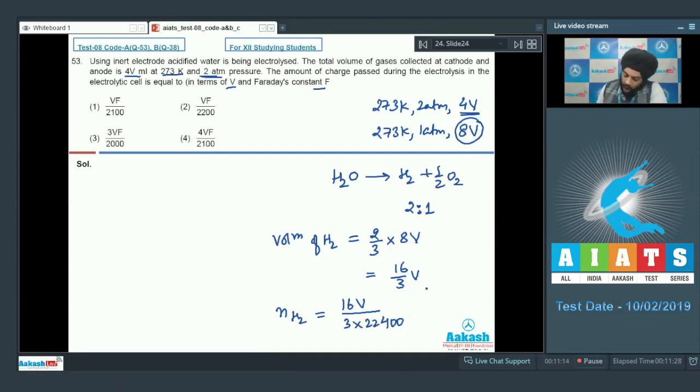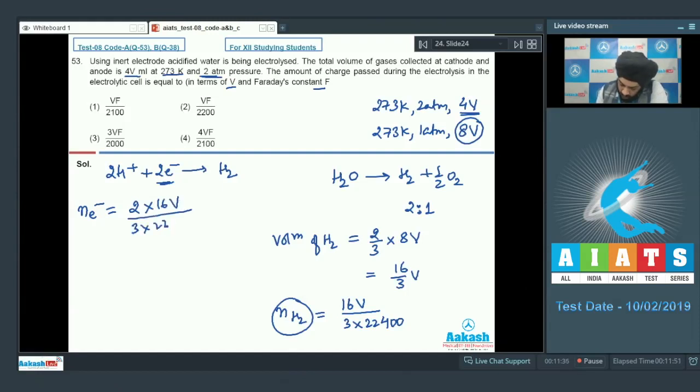Now if we talk about the number of electrons, so 2H plus 2 electrons give us H2. So per mole of H2 liberated, there will be a requirement of 2 moles of electrons. So the total moles of electron passed shall be equal to 2 times this number. So 2 into 16V upon 3 into 22400. And if we talk about the total charge passed, Q, it shall be equal to the number of moles into the Faraday's constant. So we have 2 into 16 into V into F upon 3 into 22400.